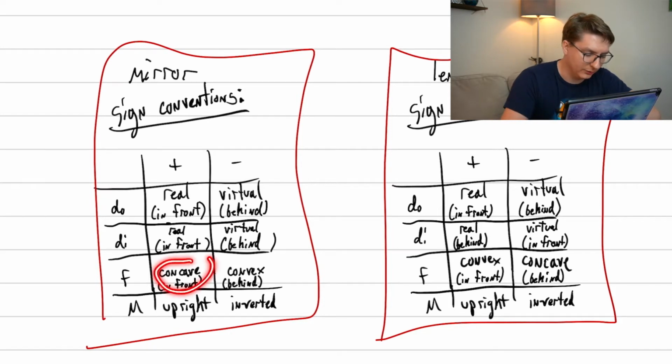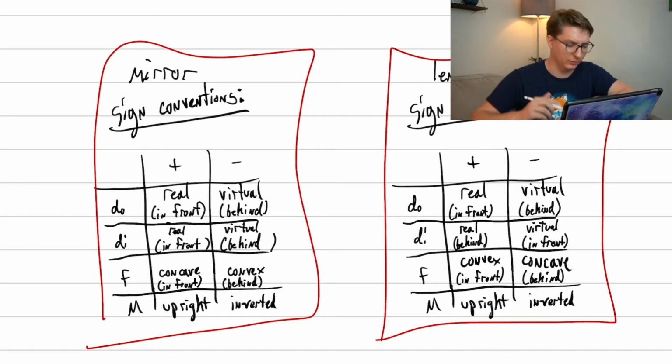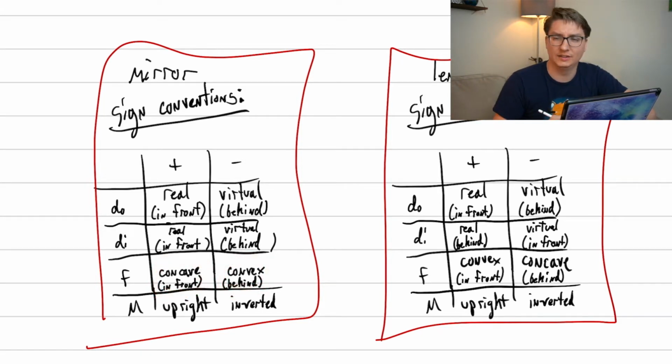Oh, and so for the focal length, if you have a concave mirror, again, that's curving in towards you, the focal length is positive. When if we have a convex one, it is negative. So we have to be careful when we're given a lens or a mirror. We have to make sure we get that sign right, because that can really mess up our results. And then for magnification, plus it's upright, negative it is inverted.